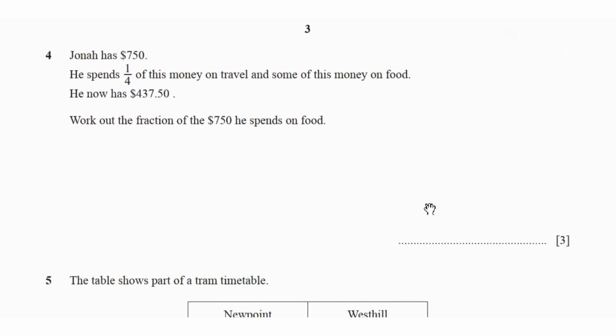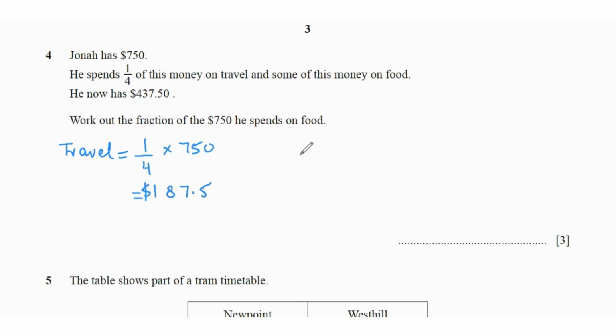Question 4 says, Jonah has $750. He spends 1/4 of this money on travel, some of this money on food, and now he has $437.50 left. Work out the fraction of the $750 he spends on food. So once again, translate each statement into an equation. So he has a total of 750. He spends 1/4 of this money on travel. So travel is going to be 1/4 of 750, which basically equals $187.50.